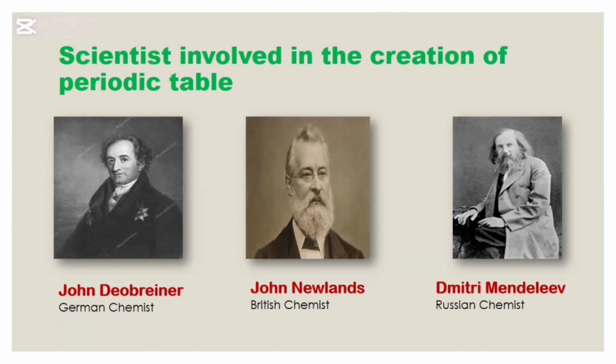Then John Newlands proposed the law of octaves, stating that every eighth element has similar properties when elements were arranged by increasing atomic mass. And Dmitri Mendeleev also arranged elements according to increasing atomic mass, and he left gaps for undiscovered elements. Dmitri Mendeleev didn't have any idea about the atomic number. He also focused on the atomic mass.